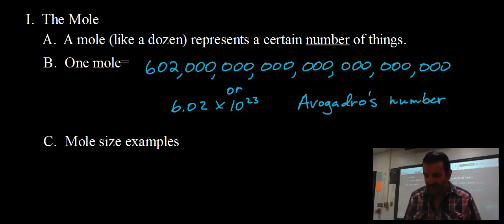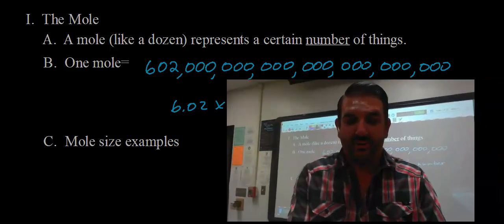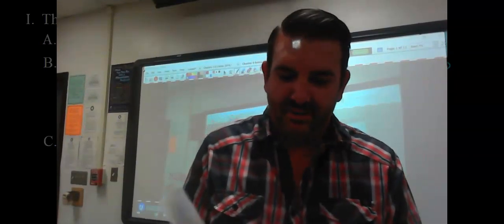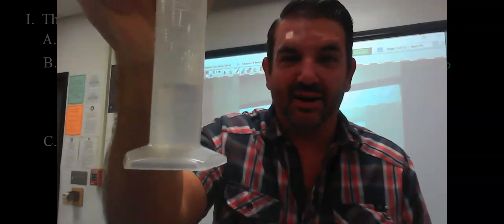Let's do one more example. What if you had a mole of water molecules, 6.02 times 10 to the 23rd water molecules? How much water would this be? All of the water in the pond at Tri-City Park? All of the water in the Colorado River? All of the water in the Pacific Ocean? All of the water on all of the earth? Not quite. Let me show you. If you had 6.02 times 10 to the 23rd water molecules, it would be this much. It's about 18 milliliters of water.